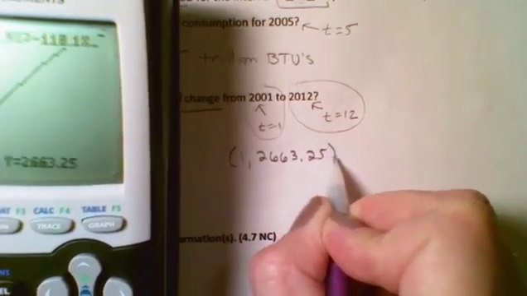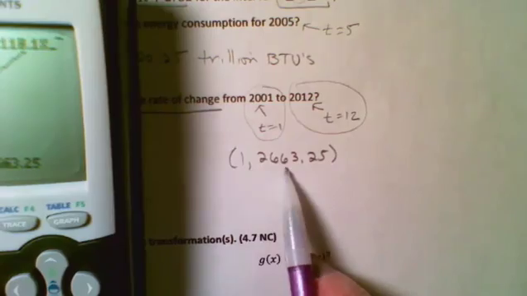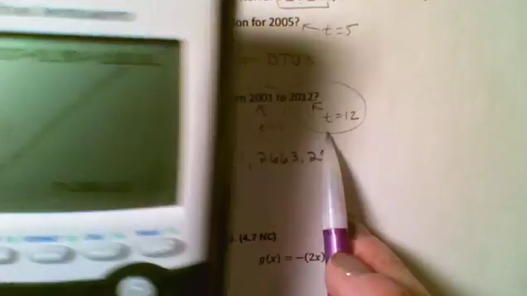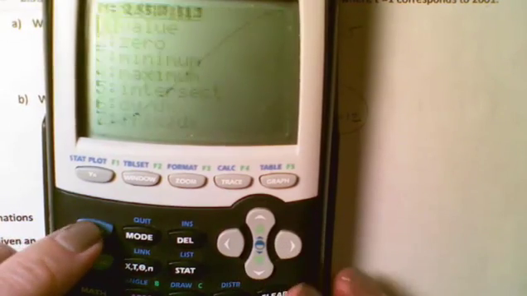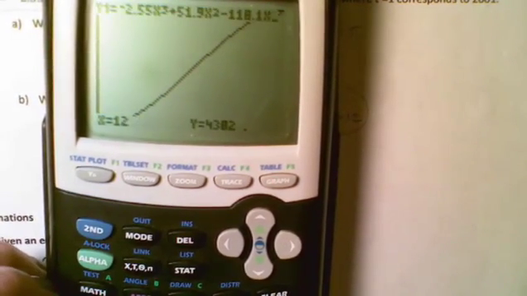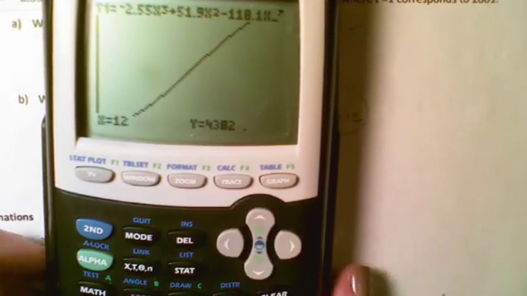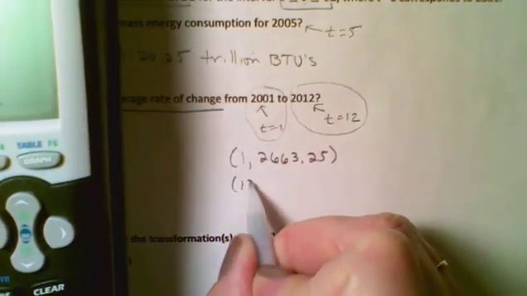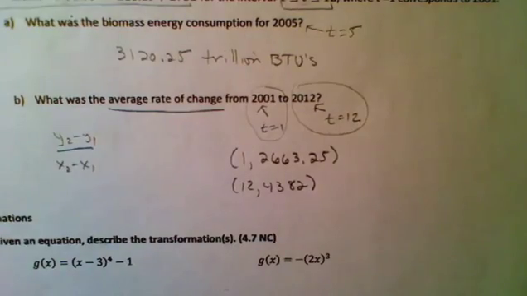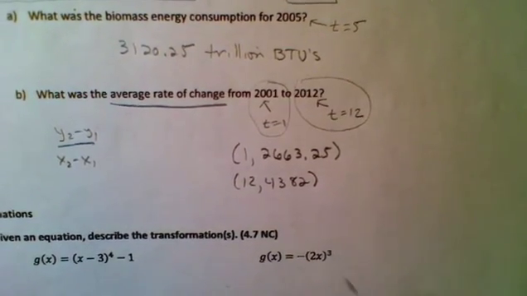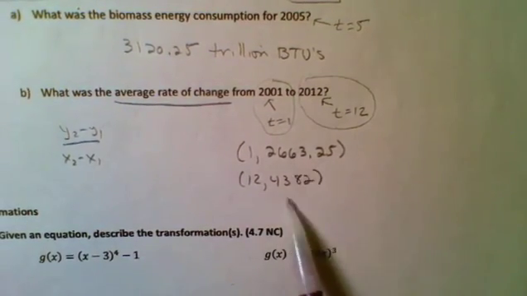The y value is 2,663.25. That's really an ordered pair: when x is 1, y is that number. Now I have to find when x is 12. I go second calc, value, type in 12, and I get 4,382. So when x is 12, y is 4,382. That's all I need in my calculator to get those points.